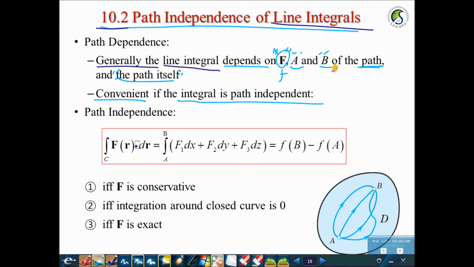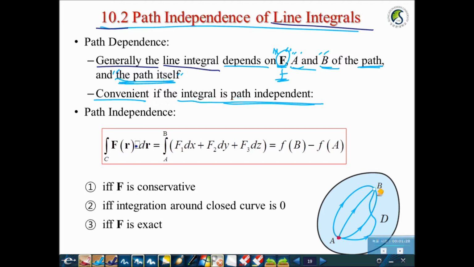There are things we cannot eliminate: the starting point and ending point are inevitable, they should be there. And f is a function, so we cannot eliminate that either. But the last one, the path itself: if we eliminate the effect of the path from the calculation, it will be much easier and more convenient, so we call it path independent.